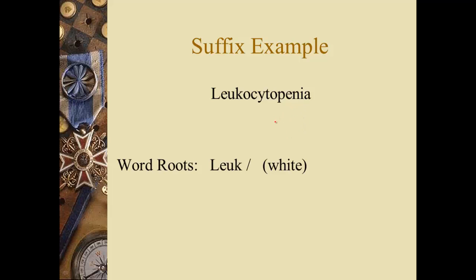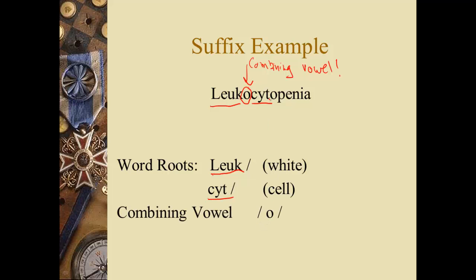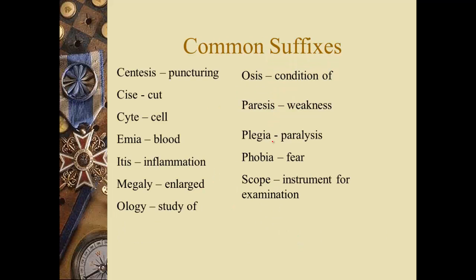So let's take a look at this. We're going to take a look at the suffix. We're going to take this word apart. Your word roots here: leuk means white. Cyte means cell. So you can actually see we've got leuk and cyte. What is this guy? That's a combining vowel. We've got another one right here. O, penia. Penia means a decrease. So leuk-o-cyt-o-penia. We've actually got two combining vowels.